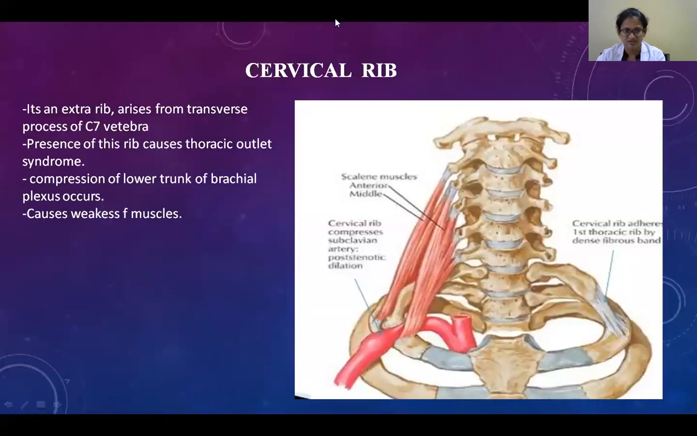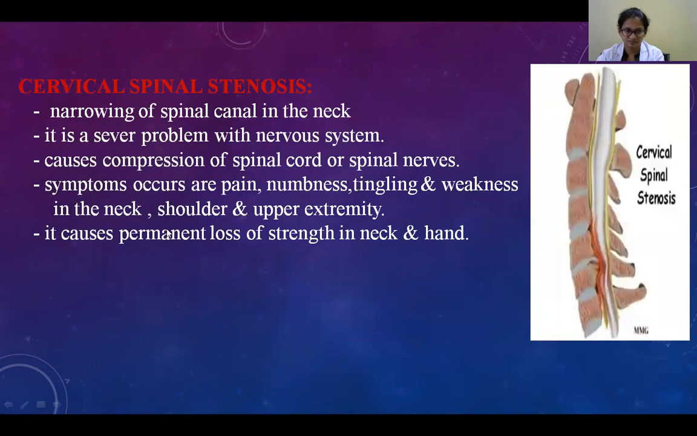Next, coming to the cervical rib. It is an extra rib which arises from the transverse process of the C7 vertebra. It is present occasionally and causes thoracic outlet syndrome. In the case of a cervical rib, there is compression of the lower trunk of the brachial plexus, which causes weakness of muscles.